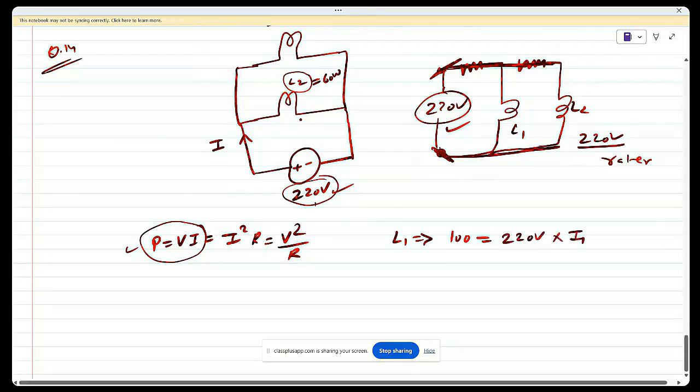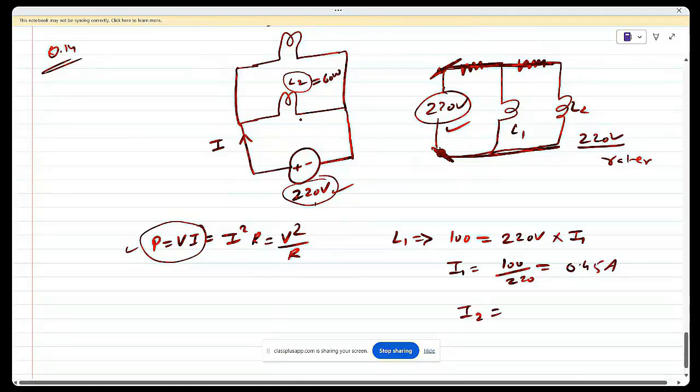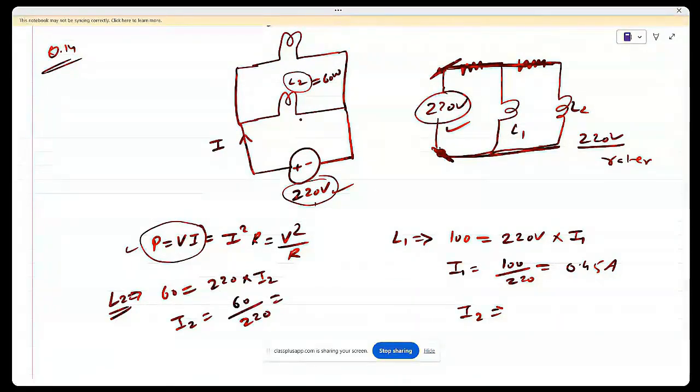So this I1 will be 100 upon 220, which is 0.45 ampere. Now the next current, I2. I2 means lamp 2. What is the power of lamp 2? 60 watt, at 220 volt. The current is I2, so I2 is equal to 60 upon 220. Let us solve 60 upon 220. It is 0.27 ampere.